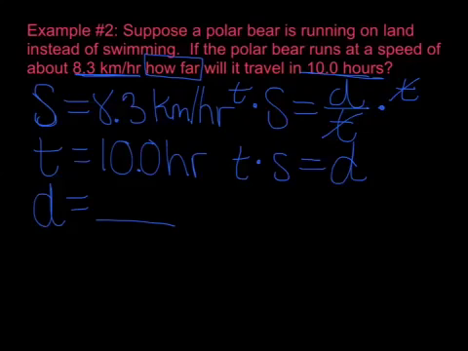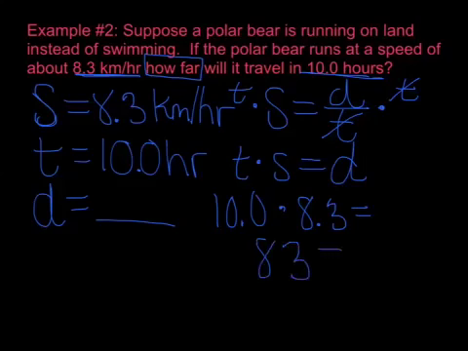Now, just like before, I can insert my numbers. My time is 10. My speed is 8.3. You multiply 10 by 8.3 and you get 83 for your distance.